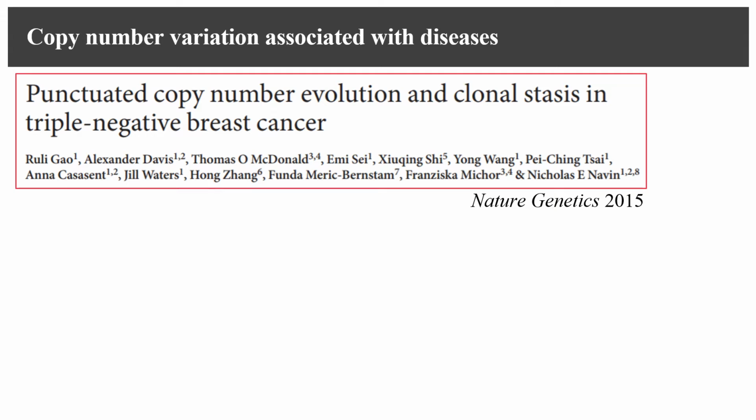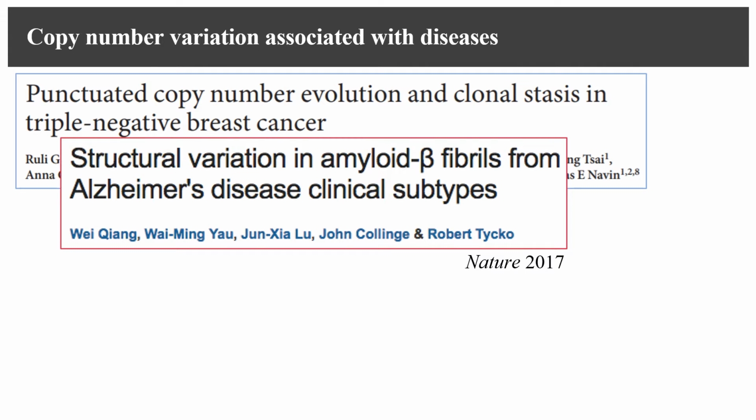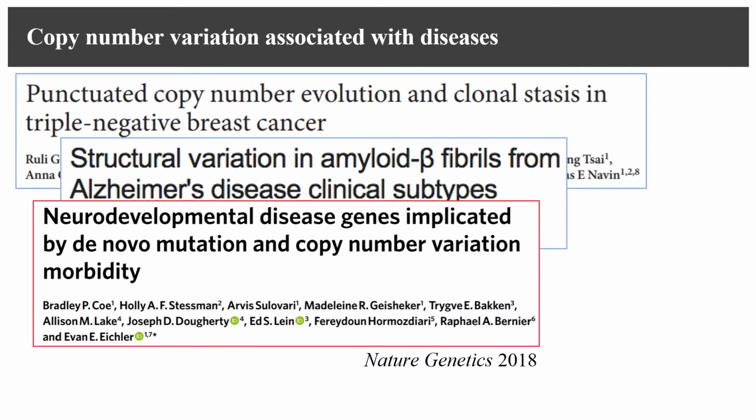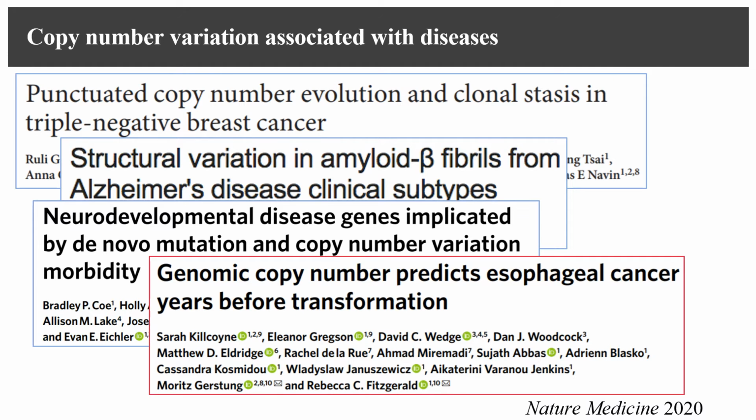There are a lot of research papers that have been published about copy number variation associated with various diseases such as breast cancer, Alzheimer's disease, neurodevelopmental disorders, and esophageal cancer. This shows how significant copy number variation analyses are for human disease studies.